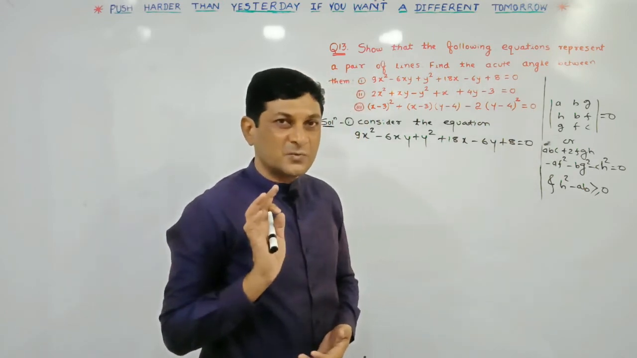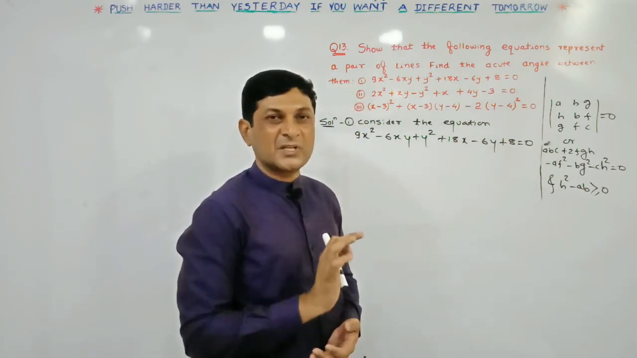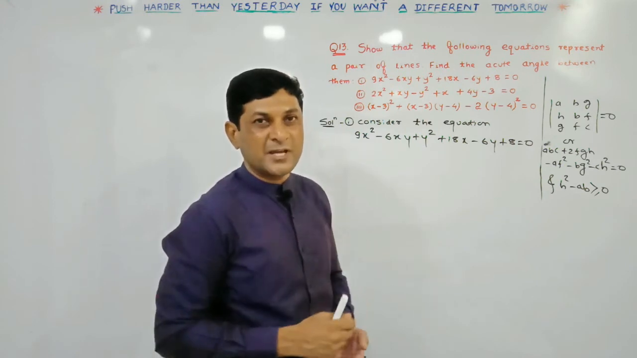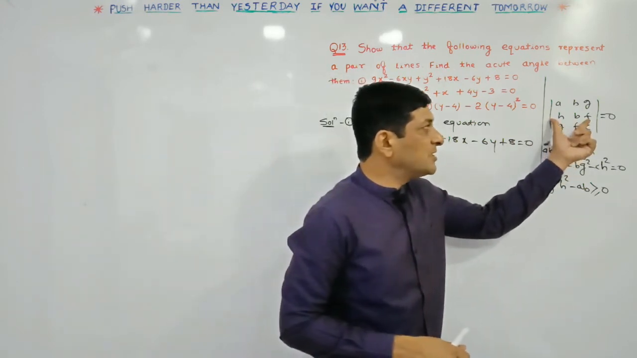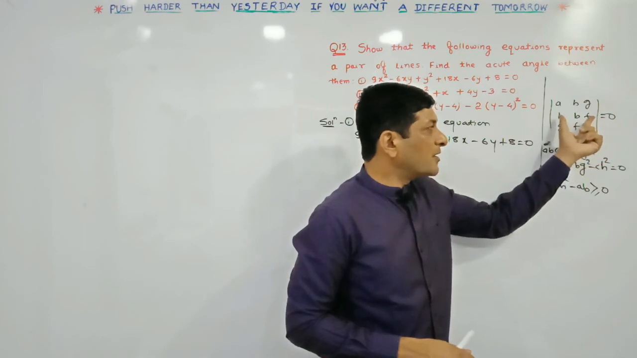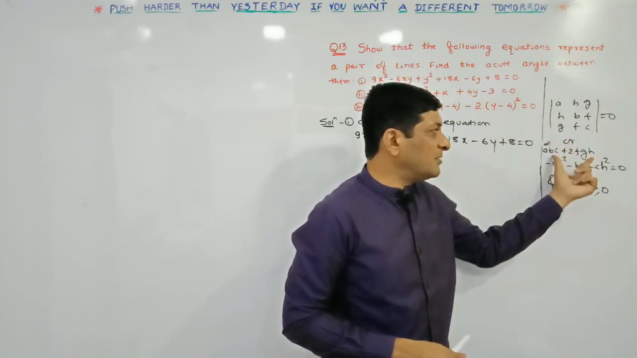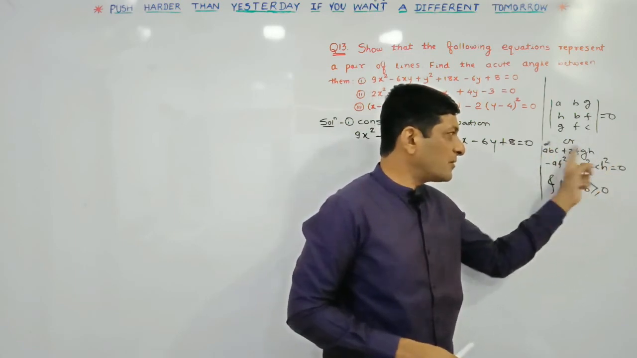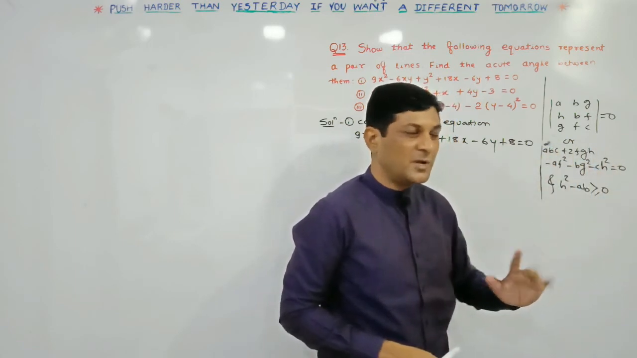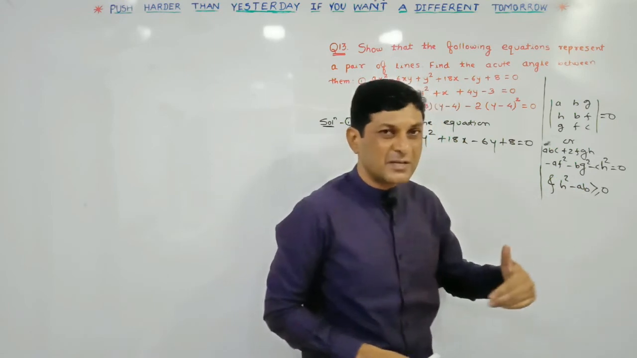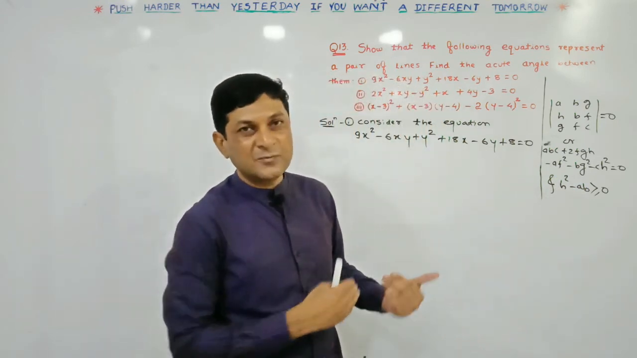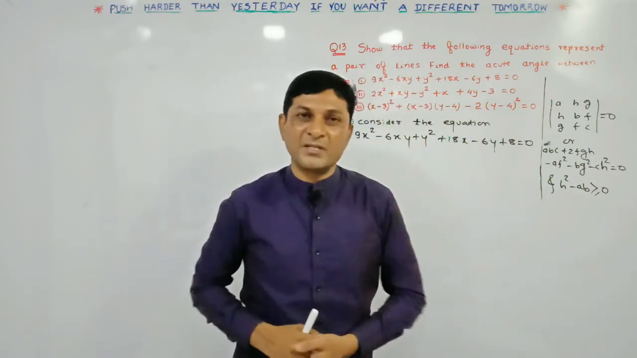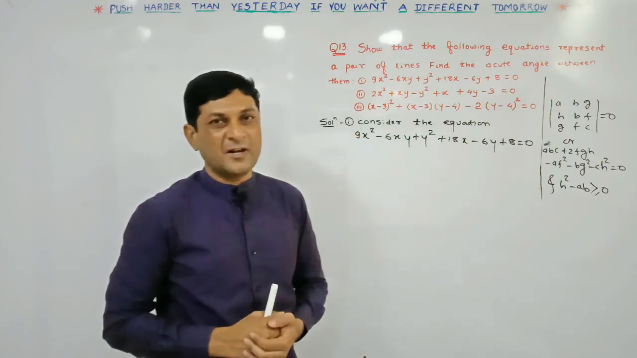So we know that the general equation of second degree in x and y represent pair of straight line if the value of this determinant is equal to 0, or the value of this determinant is nothing but this expression. Means if you are able to show that value of this expression will be equal to 0 and the value of h square minus ab is greater than 0, at that time we can say that this general equation represents what? Pair of straight line.